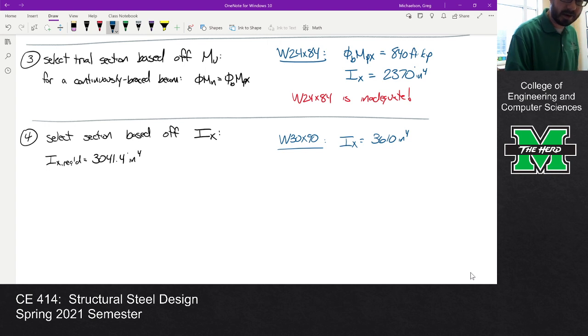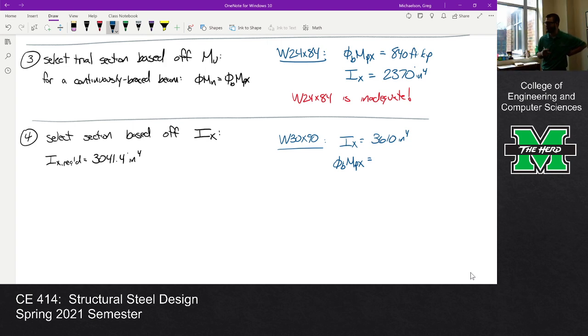Now, here's the kicker. Go back to table 3.2 and see if you can tell me what phi MP is for that section. Is it going to work for capacity as well? I know we're running short on time. I'm going to have to finish this example in a separate video. But I want to answer this question. And then we'll call it.